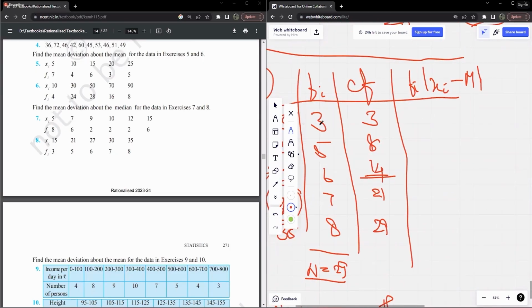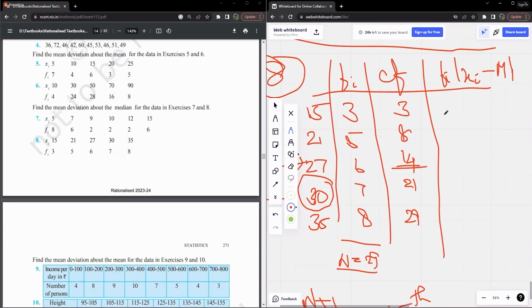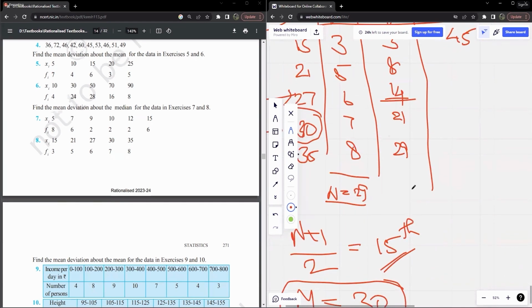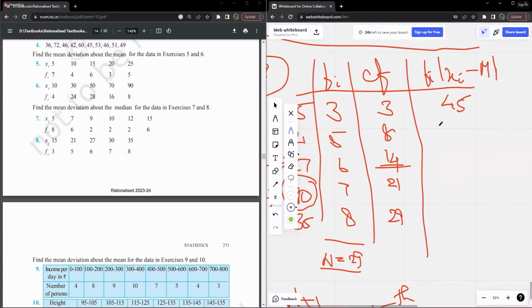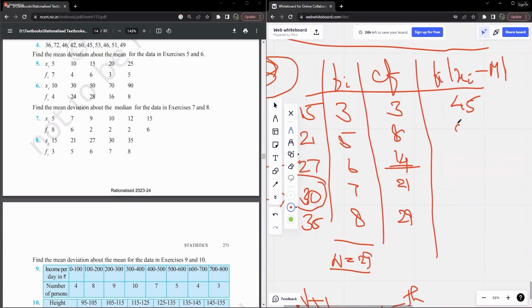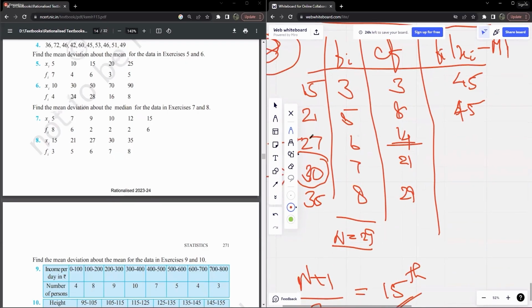All right. So this will be 3 times 15 minus 30, that's going to be 15 because we have an absolute value. 3 into 15 is going to give me 45. This is 5 and this is 21. 21 minus 30 is minus 9. Absolute value of minus 9 is 9. 9 into 5 again is 45. This is 6, and this is 27. 27 minus 30 is minus 3. Absolute value of minus 3 is plus 3. 3 into 6 gives me 18.